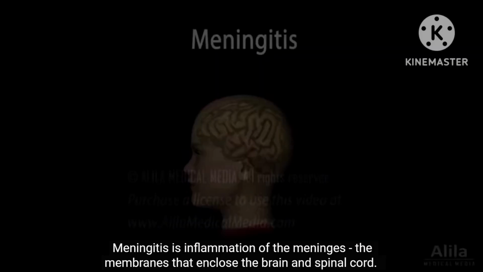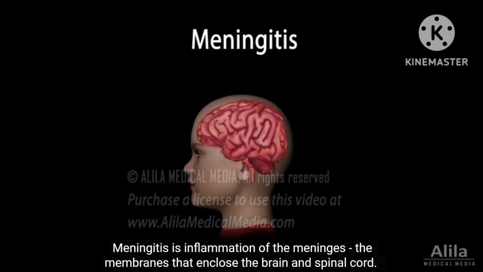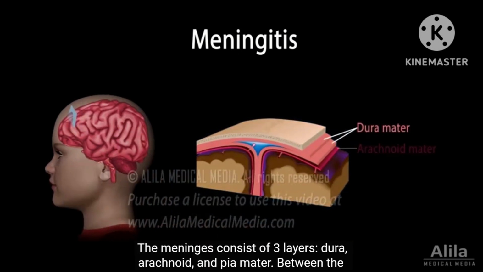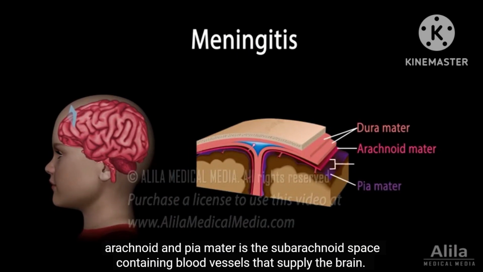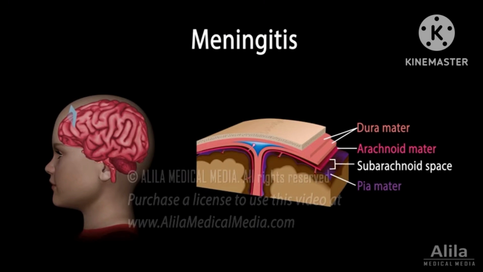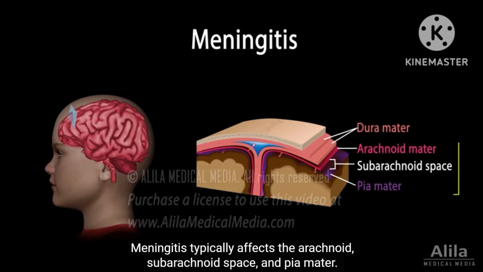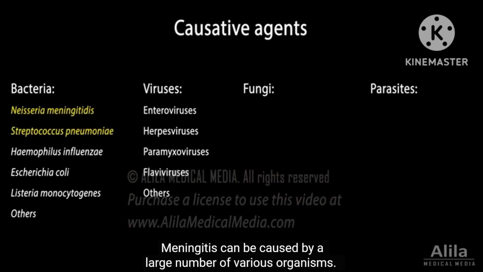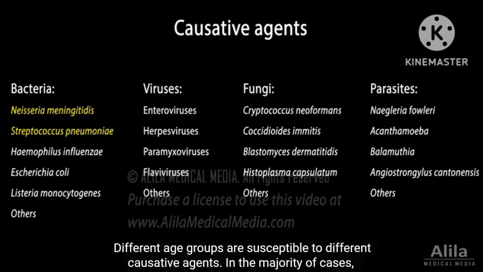Next, meningitis is inflammation of the meninges, the membranes that enclose the brain and spinal cord. The meninges consist of three layers: dura, arachnoid, and pia mater. Between the arachnoid and pia mater is the subarachnoid space, containing blood vessels that supply the brain. Meningitis typically affects the arachnoid, subarachnoid space, and pia mater. It can be caused by a large number of various organisms. Different age groups are susceptible to different causative agents.